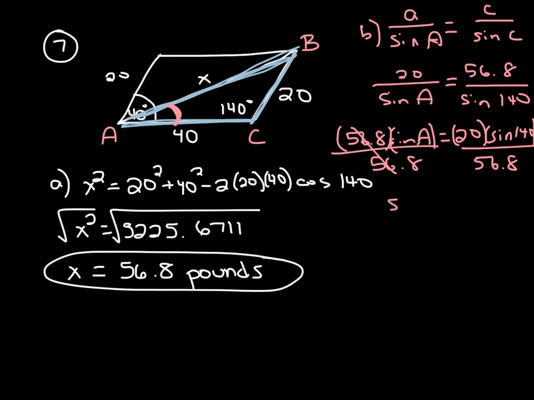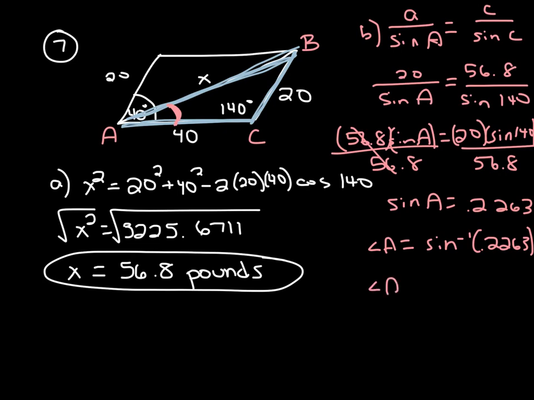leaving you with sine of A. You can either leave it as this fraction that you see right here, or, if you want to plug that into your calculator and write it as a decimal, you can write that as 0.2263. But whenever we don't know an angle, we have to do sine inverse of that decimal. So if we want to find the measure of angle A, we're going to have to plug in our calculator sine inverse of 0.2263. And when you do, to the nearest degree they want it, you get 13 degrees.